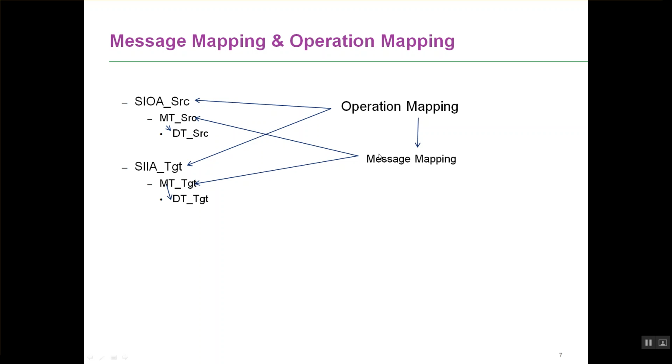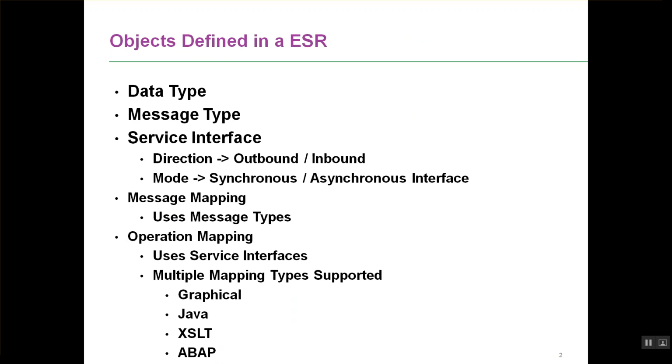Right, then you would define a message mapping, and this message mapping uses the MT underscore source and the MT underscore target, because remember, a message mapping is nothing but a graphical mapping where you're going to map the source structure to the target structure. So you're going to use the message types that you have defined in the mapping layer, and then you would define an operation mapping. The operation mapping is going to use the source interface, the target interface, and also use the message mapping. So at a very high level, to summarize, we'll just go back here.